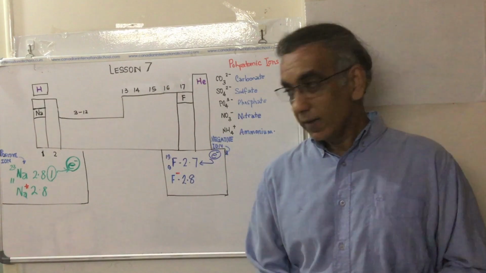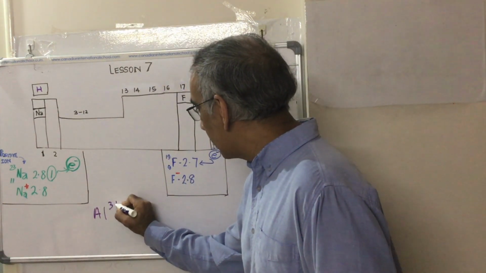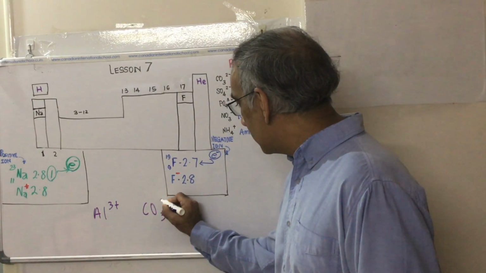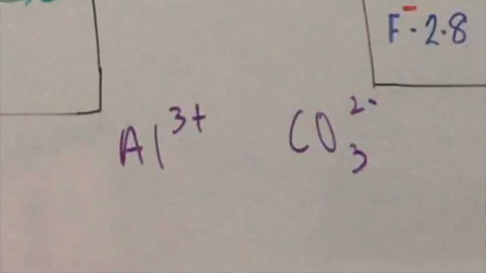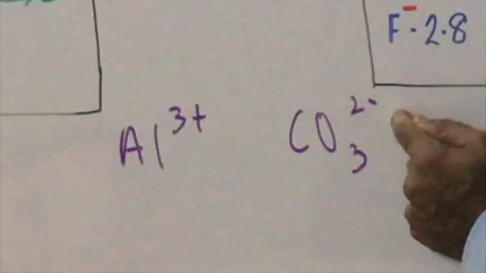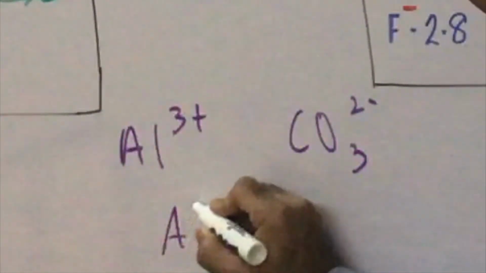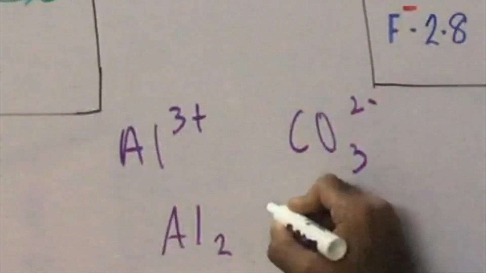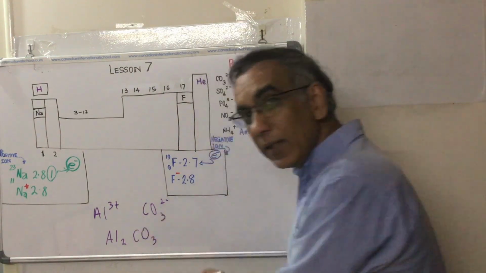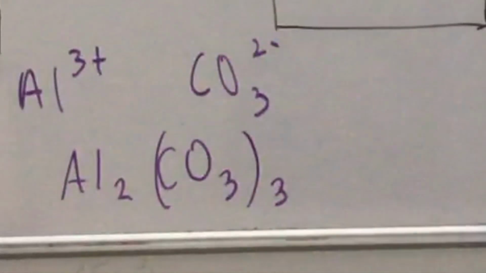Now let's take another example: aluminum carbonate, Al3+ and carbonate, CO3 2-. Now this 3 must come outside of the carbonate, and this 2 must go with the aluminum. So therefore we'll have to write Al2(CO3)3, putting the entire polyatomic ion in brackets and putting a 3 outside of it.